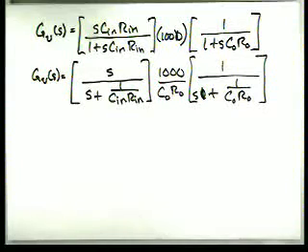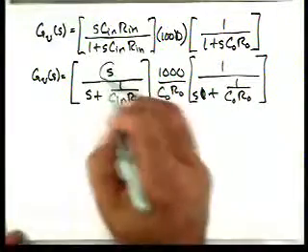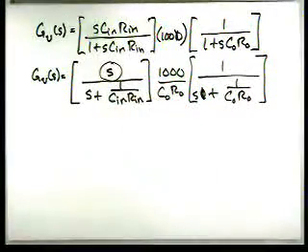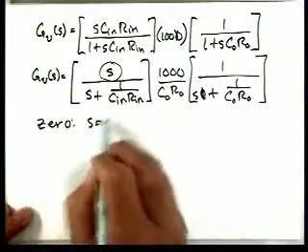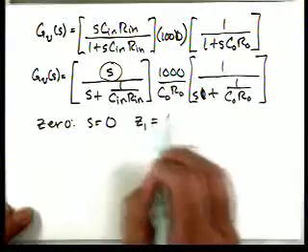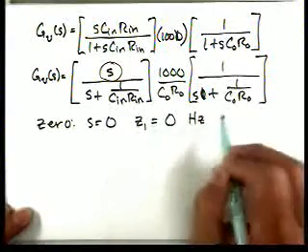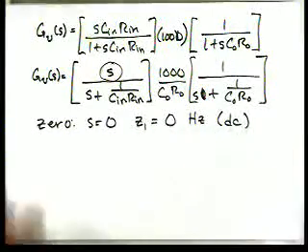So if we go through and look at the three terms, for instance, here, okay, this is a zero, so we have one zero. It's at S equals 0, so we have Z1 equals 0 hertz, which is DC.